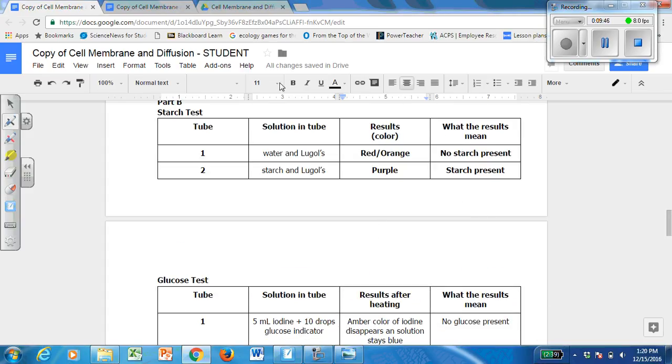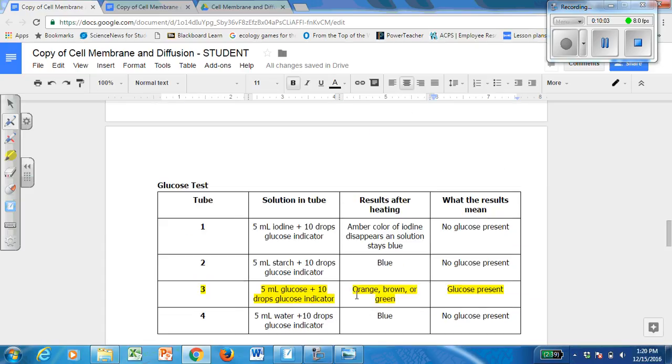So back to your data table, again, the starch test, it was just water, it was red or orange, no starch is present. When you added starch and the indicator, it turned purple or black, that means starch is present. For the glucose test, if it turns orange or brown when you're using the glucose indicator, it means glucose is present. So that's what you should get.